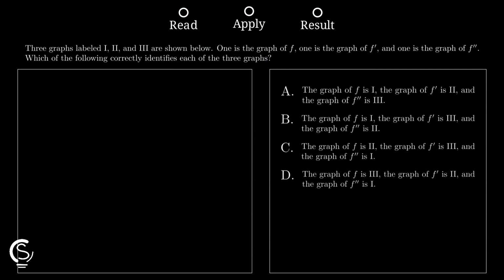Start by looking at graph 1. Notice it has local extrema where graph 2 crosses the horizontal axis. This suggests that graph 2 is the derivative of graph 1. Let's go!